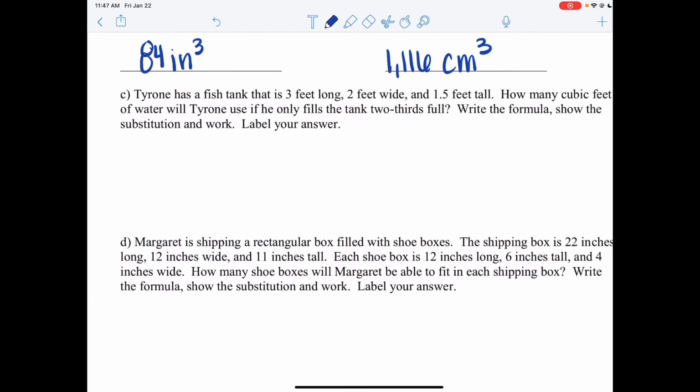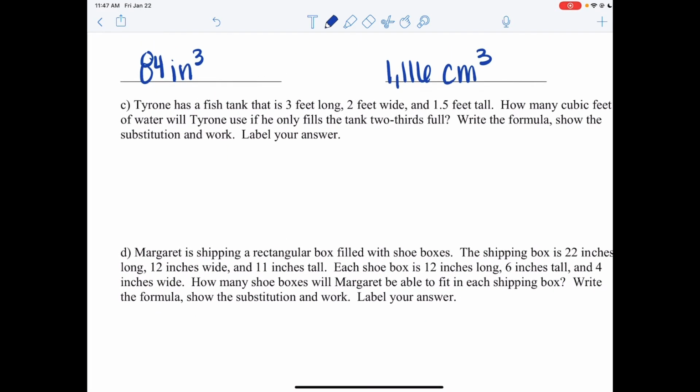All right, now moving on to the very last one. Tyrone has a fish tank that is 3 feet long, 2 feet wide, and 1.5 feet tall. How many cubic feet of water will Tyrone use if he only fills the tank 2/3? Write the formula, show the substitution, and work, and label.